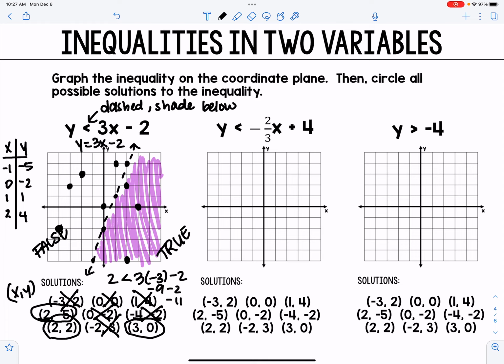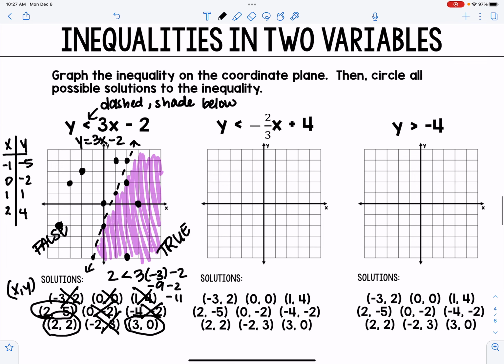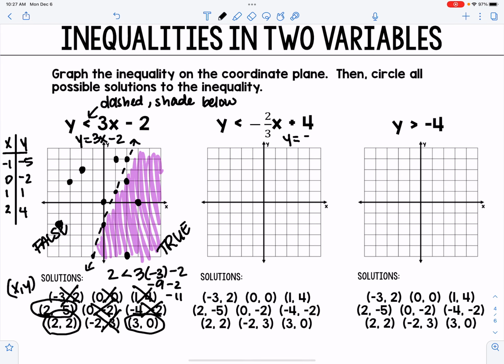All right. So again, this time, instead of creating that table of values, I'm just going to rewrite this inequality as an equation. So negative 2/3 x plus 4. And I'm going to graph it as I normally graph a regular line. So I'll start at my y-intercept, which is 4. And then I'll use my slope to move. So I'll go down 2 and right 3. And I can't really do that anymore, so I've got my line. And again, I've got a less than symbol, so that's going to give me a dashed line. And I'm going to shade below.